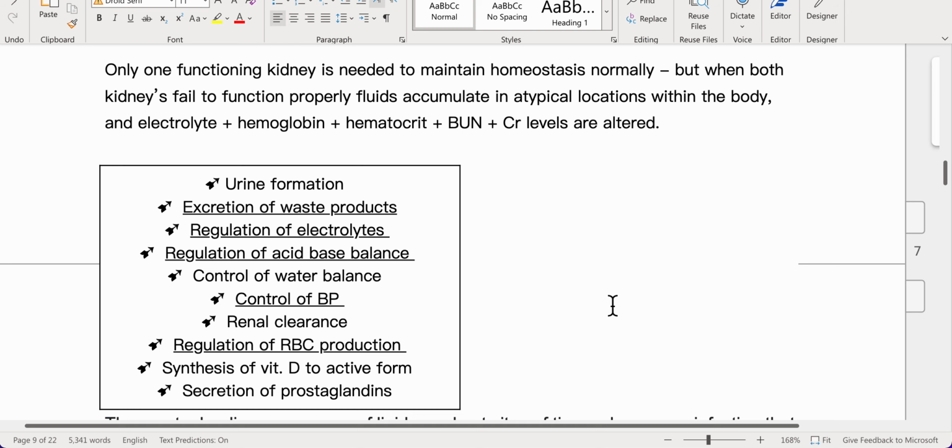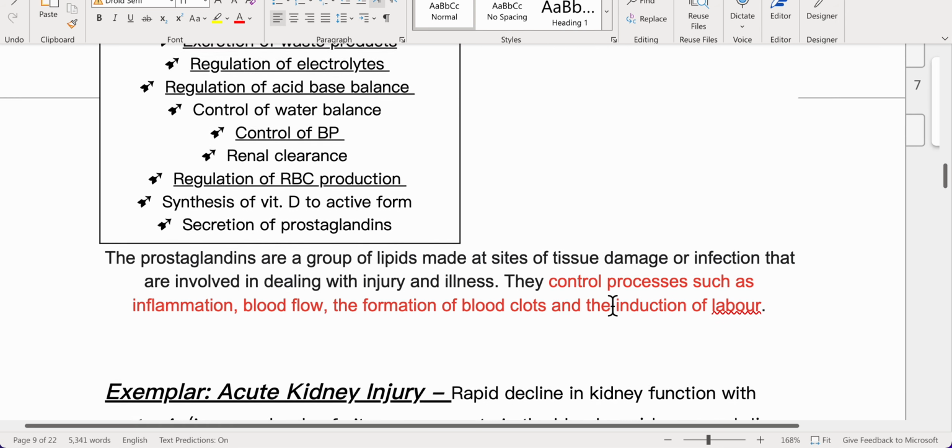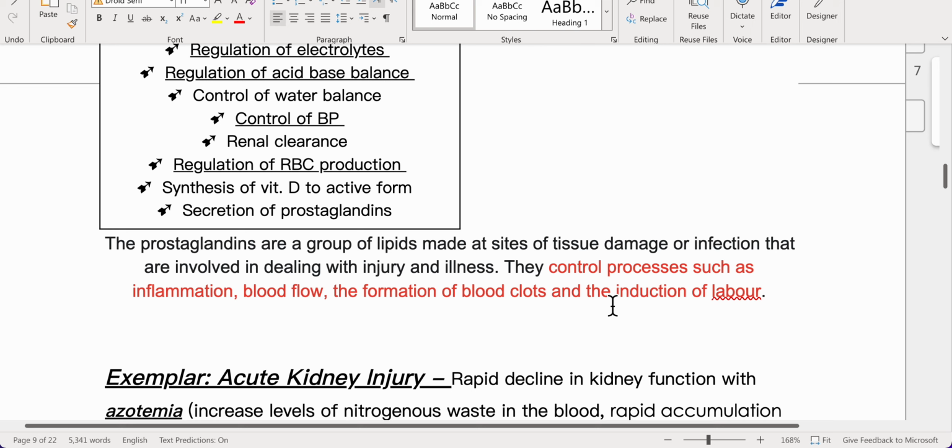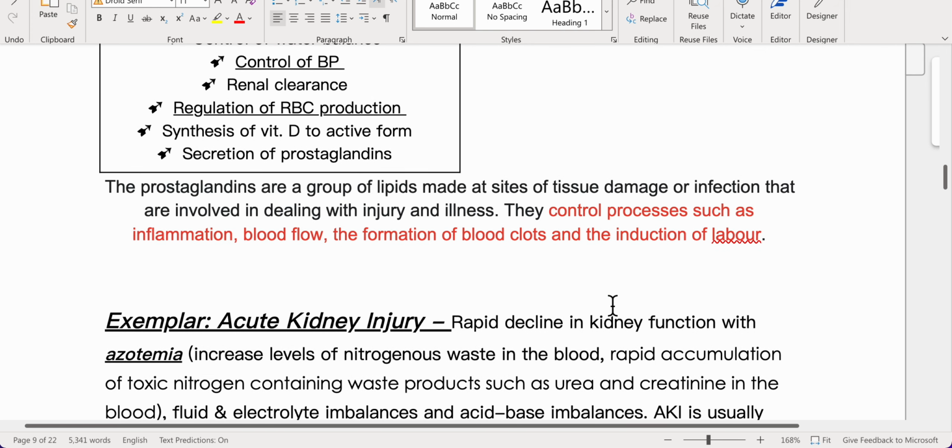Secretion of prostaglandins. The prostaglandins are a group of lipids made at sites of tissue damage or infection that are involved in dealing with injury and illness. They control processes such as inflammation, blood flow, the formation of blood clots, and the induction of labor.